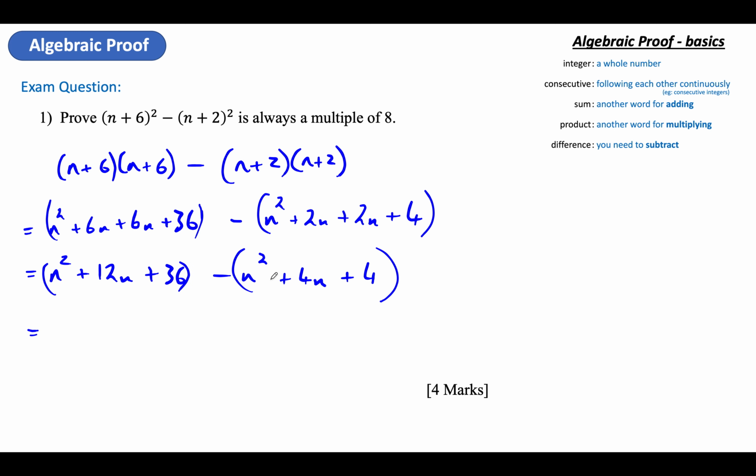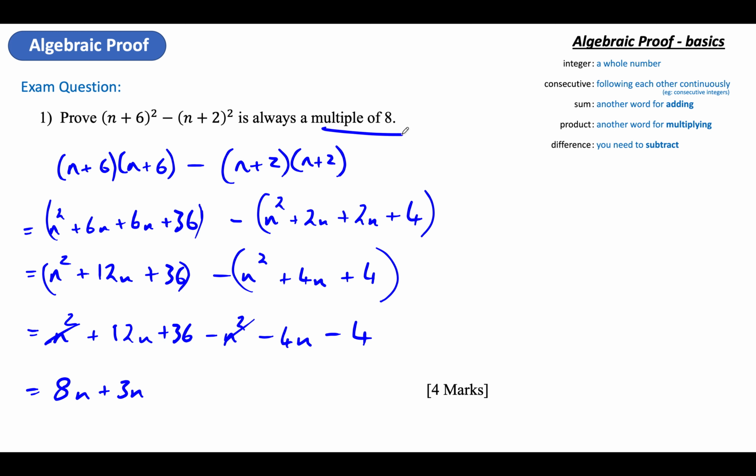So, when we're subtracting this, it means I've got to take away all of these things. I've got my m squared plus 12m plus 36. And I'm going to take away, firstly, n squared, 4n, and I'm taking away 4. So all of them need to be taken away. Now, m squared, take away n squared, leaves nothing. 12m, take away 4n, leaves 8n. And 36, take away 4, is 32.